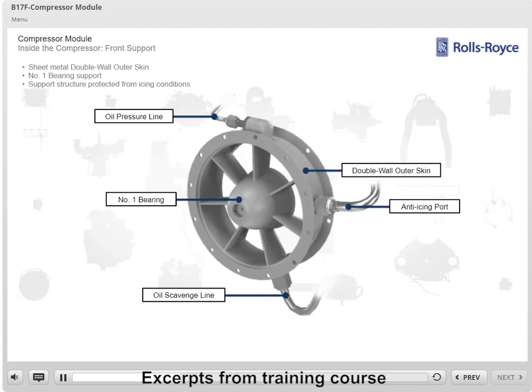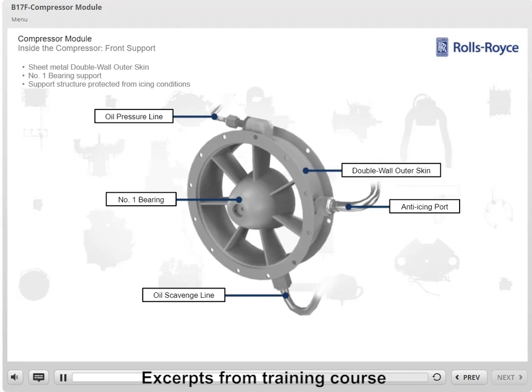The support provides lubrication passages and support for the number 1 bearing and anti-icing capability for the inlet. Pressure oil is delivered through a tube within the upper left strut for the lubrication of the number 1 bearing. Oil is scavenged from the number 1 bearing through a tube within the bottom strut.